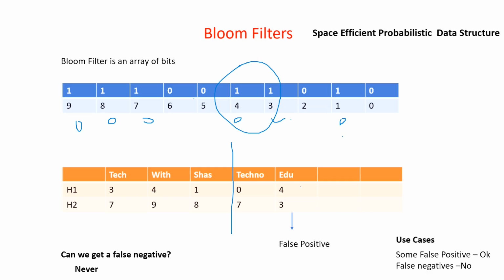So for whatever use cases, for example, the email use case, if there are a small number of false positives, it is okay, right? We can tolerate that. But there should be no false negatives. So whenever you are designing any system or process, you should understand which case applies to you, right? If you are able to tolerate some false positive cases, that is fine.